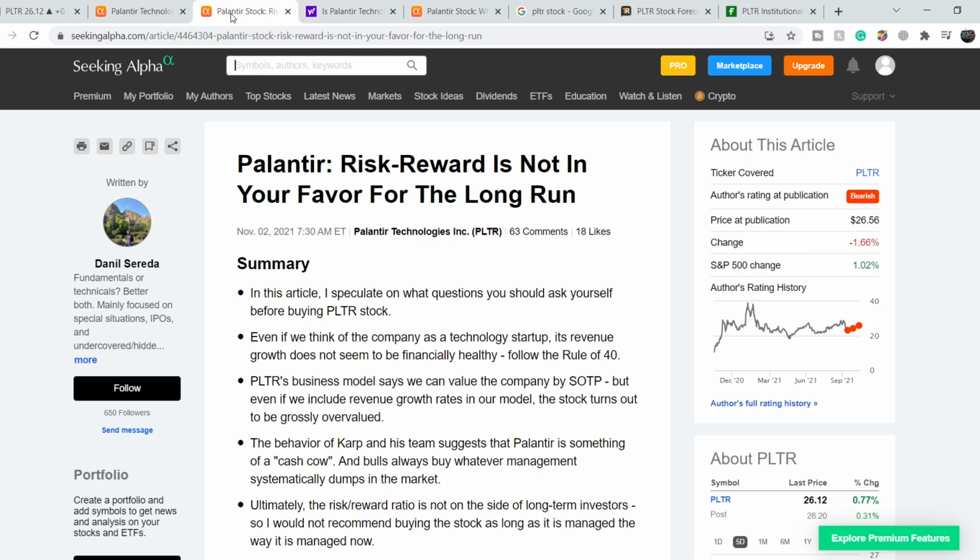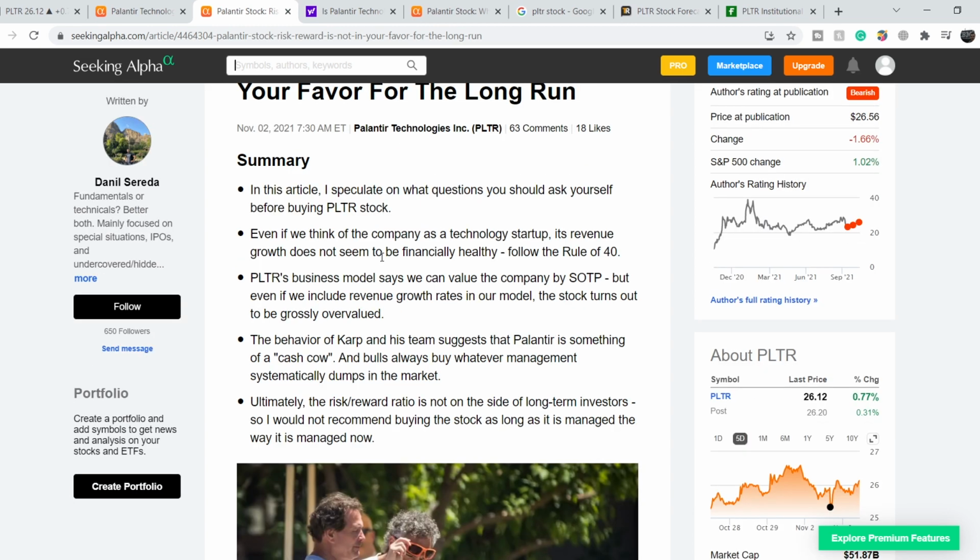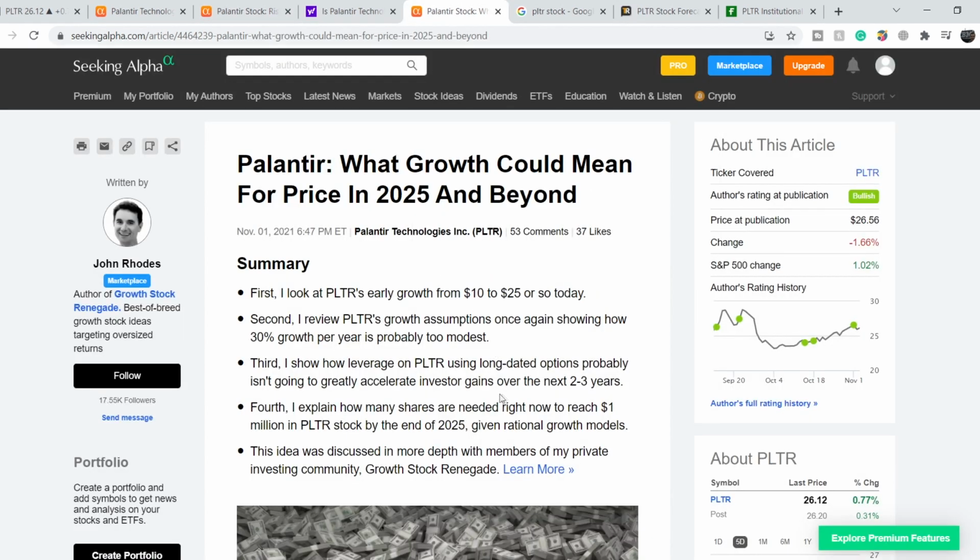And during this period we have several articles. First of all, right here on Seeking Alpha on November the 2nd, we have this article titled "Palantir, risk reward is not in your favor for the long run." You can read this article by yourself, and you can define what you should expect from this company. On top of this, we have another news item, but with a different sentiment, and this one is bullish, and it's titled "Palantir, what growth could mean for price in 2025 and beyond."